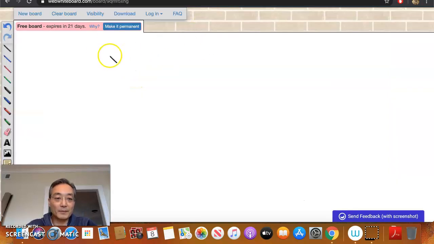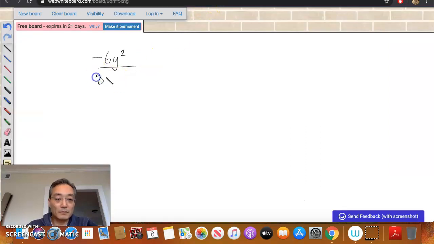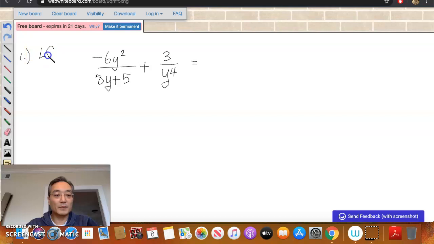So let me just copy this problem over. Negative 6y squared over 8y plus 5, and we're going to add 3 over y to the fourth. The first step is to get the least common denominator, right? And we have to make sure that we include all of the factors that are present in the LCD.